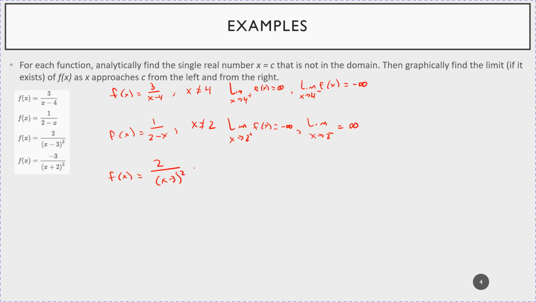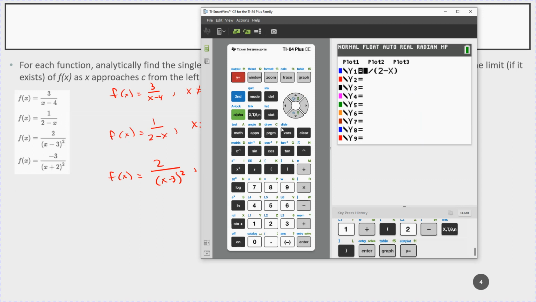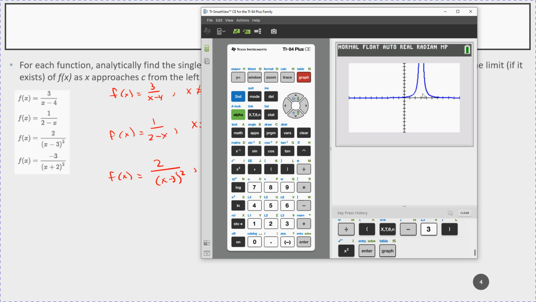Again, you can see here that x cannot be equal to 3. And the squared term is going to make something interesting happen, okay? So when I go 2 divided by, and then in parentheses, x minus 3 squared, okay? Watch what happens. You can see here that as x goes to 3, both the limit from below and limit from above are both going towards positive infinity here. Okay, so it's shooting upward.